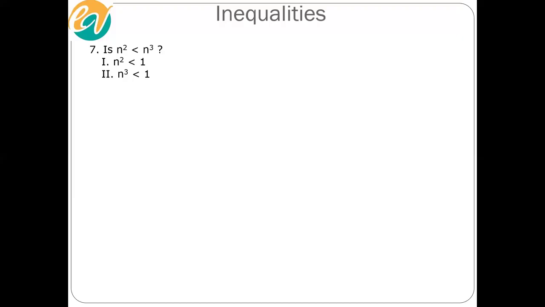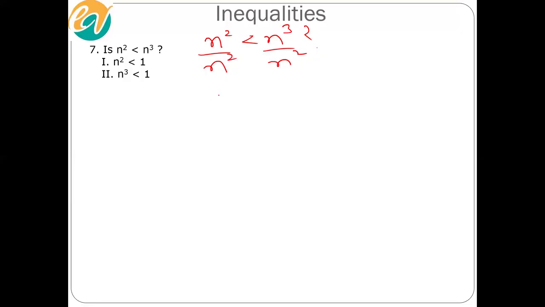Now, see what will happen is in data sufficiency, many a times a way to solve the answer would be to simplify the question statement itself. What's the question statement? Is n square lesser than n cube? So what we can do is try to simplify this. One thing we can do is divide both sides by n square. Why am I able to divide both sides by n square? Because we know n square will always be positive irrespective of whether n is positive or negative.